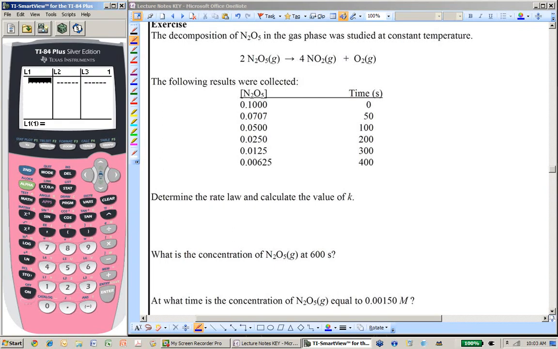There we go. So, like I said, you're going to type all this in. So what are you going to do? You're going to put time in L1 and concentration in L2. Tricky, tricky, tricky little problem, this.